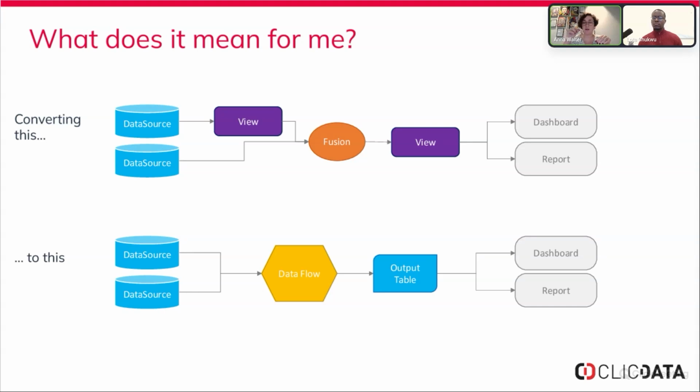So that's the new element here, the output table. And the output table is going to be the one which is used in dashboards and reports. So basically, at the end of building this new ETL flow, once everything is correctly mapped, etc., the view is going to be replaced with the output table, and that's it.